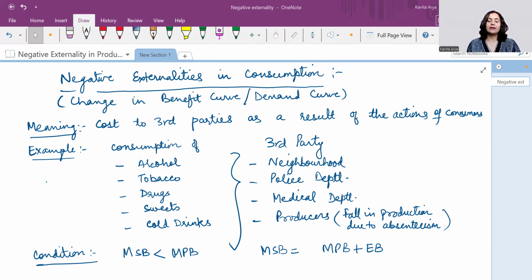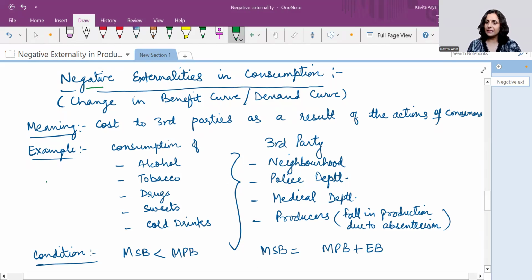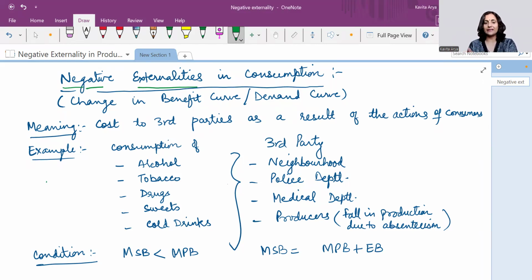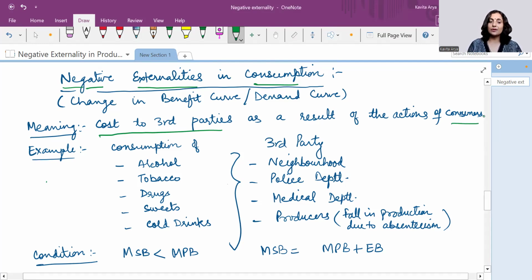Here we go. First and foremost, let's break the heading so that we land on the meaning and definition of the same. Negative means the negative impacts are there, means it's a cost to the society. Why am I saying society? Because it's externalities, means the cost is borne by those who are the external parties. They are not related anyhow with the consumption of the things, right? So how do we define this? This is the cost to the third parties as a result of the action of consumers. So this is the definition of negative externalities in consumption.